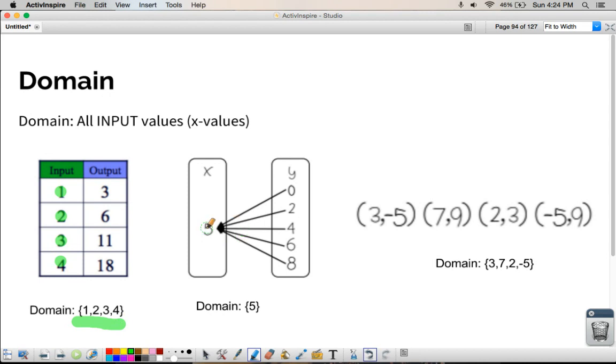Here, my input value is 5. So my domain is 5. Here, my input values or my x values are 3, 7, 2, and negative 5. So my domain is just my x values, 3, 7, 2, and negative 5.